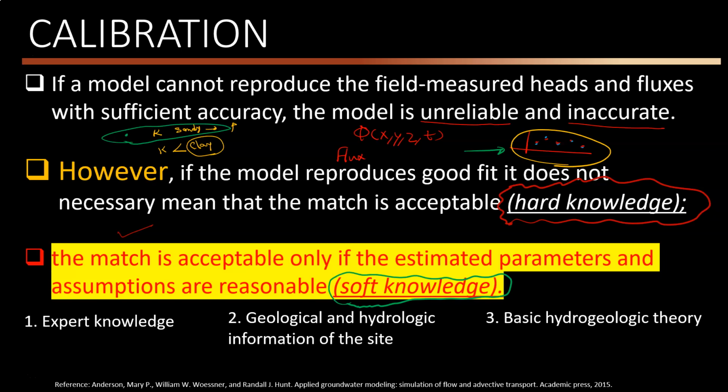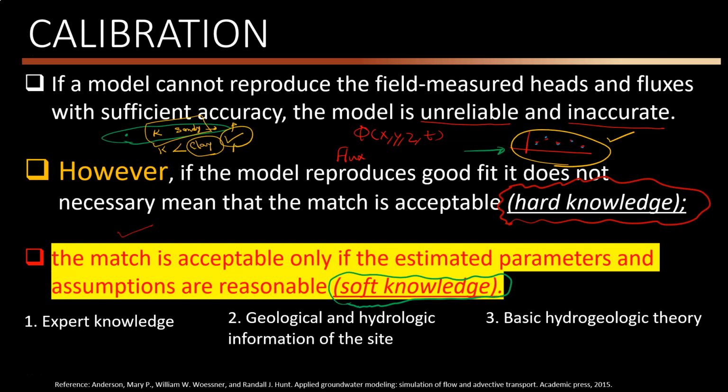This is soft knowledge. The geological information that you had was soft knowledge, but to do a calibration you have to check both the hard knowledge and soft knowledge. So your model should create reasonably accurate head and flux information, and the calibrated values should also make sense.